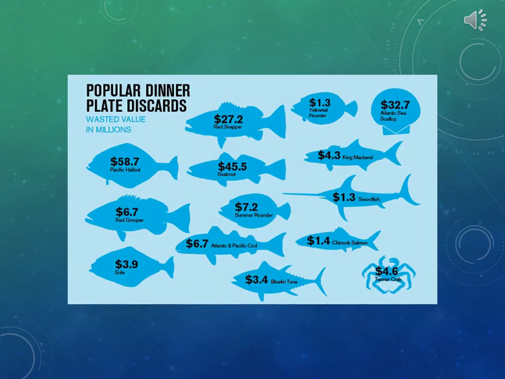Let's look at the wasted value of popular fish that we obtain. If you look here, for example, the red snapper has $27.2 million in wasted value. Crabs have $4.6 million in wasted value. What this means is when these fish are caught, the waste value is calculated in terms of bycatch, as well as the amount of fish that is unable to be sold because of disease, deformation, or the buyer just doesn't need anymore.